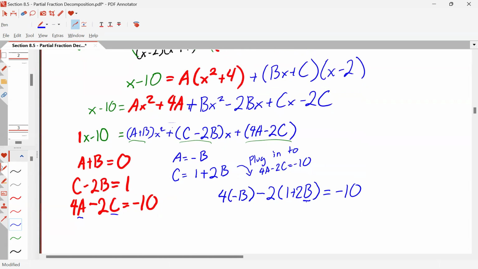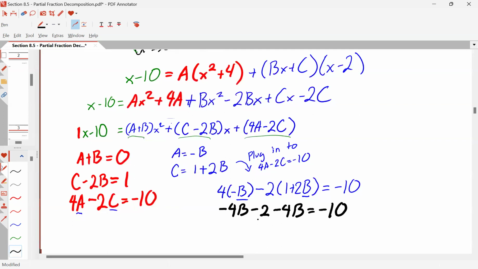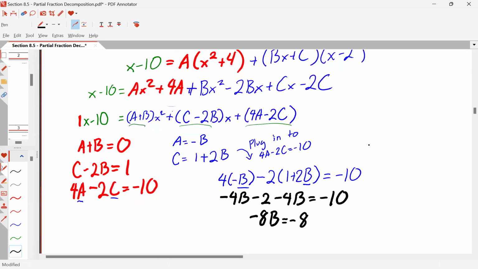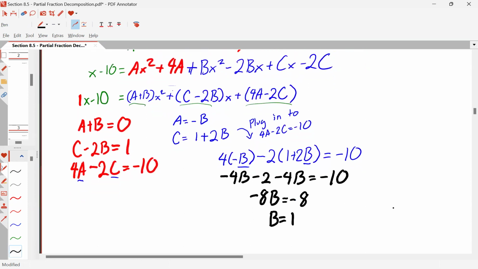Now I have an equation with just b. Working this out, we get negative 4b minus 2 minus 4b equals negative 10. Combining the b's together is negative 8b. And adding 2 to both sides, move this 2 over with the negative 10. Negative 10 plus 2 is negative 8. This means b equals 1.